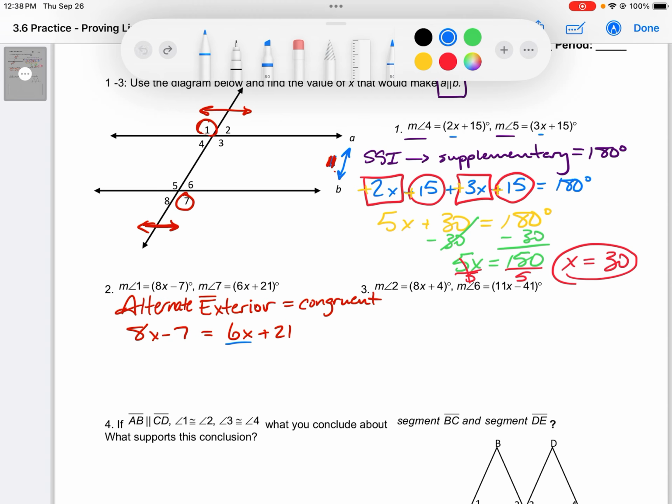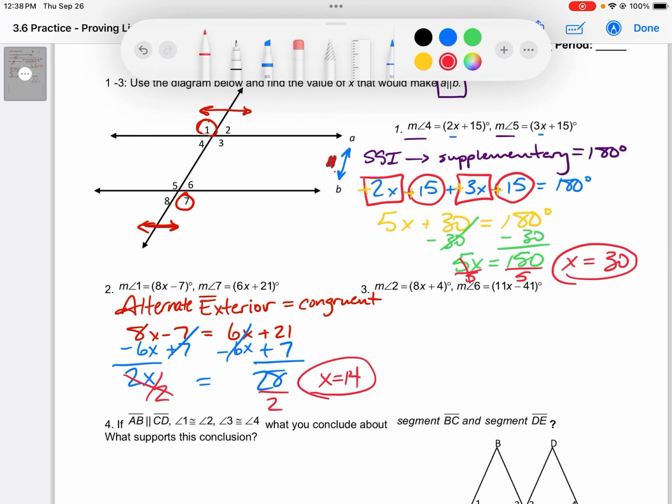I like to take the smaller x value, in this case 6x, and subtract it from the larger one. That way it keeps my coefficient positive. That will cancel out, and then I'll add 7 to both sides. So I have 2x equals 28. Divide both sides by 2, and x equals 14. So if x equals 14, then 1 and 7 equal each other, and if 1 and 7 equal each other as alternate exterior angles, then A and B are parallel.